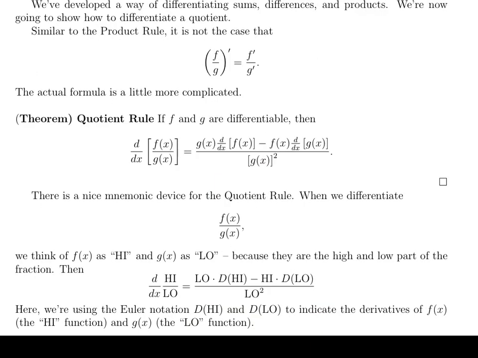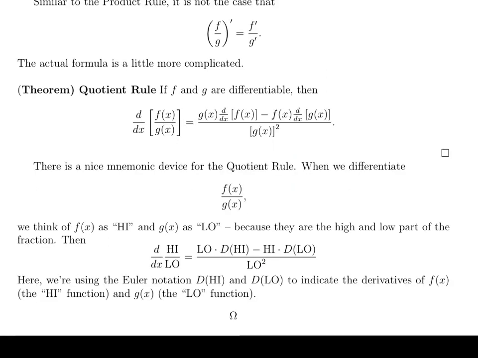Okay, so as I mentioned before, I'm using the Euler notation to indicate the derivative of the top and the derivative of the bottom in the formula. So f of x is the high function, g of x is the low function. Low d high minus high d low, square the bottom, and away we go. And that's all for now.